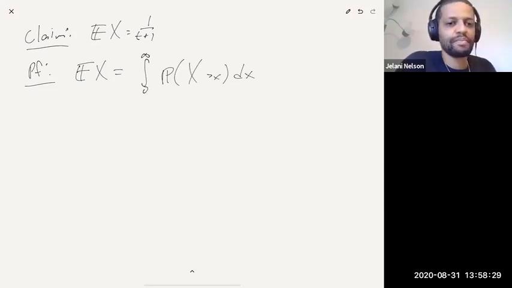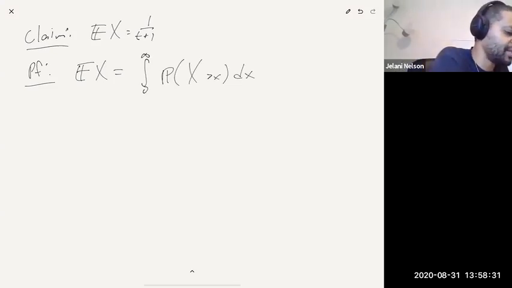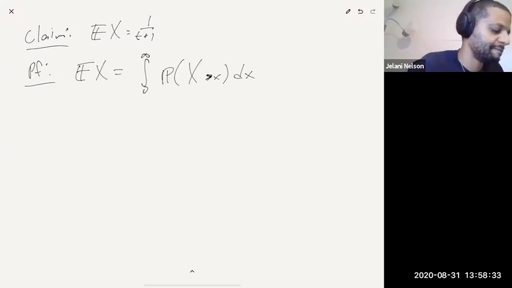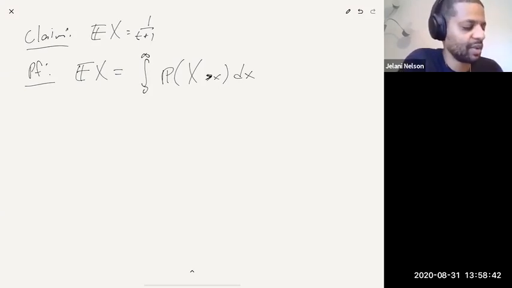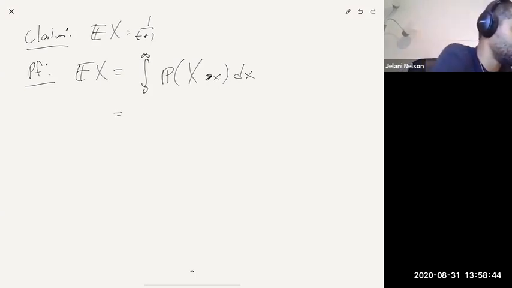Okay. This follows by, for example, integration by parts. I'm not going to show it here. Now we know that our random variable can never be bigger than 1, because the hash function can never give you an output that's bigger than 1. So this is the same thing as just integrating from 0 to 1 for us.